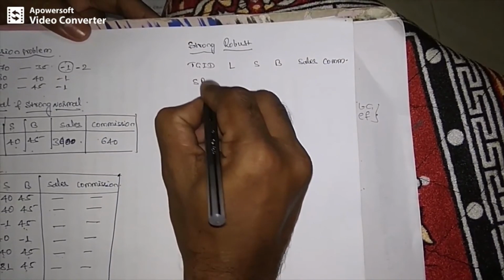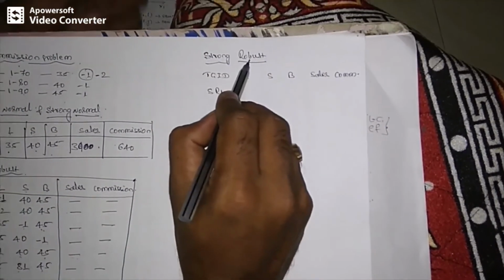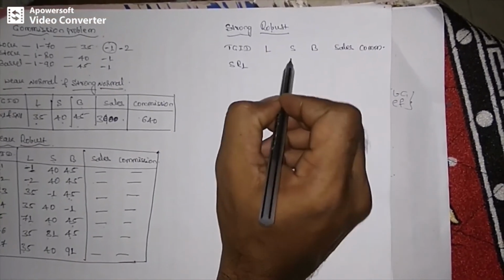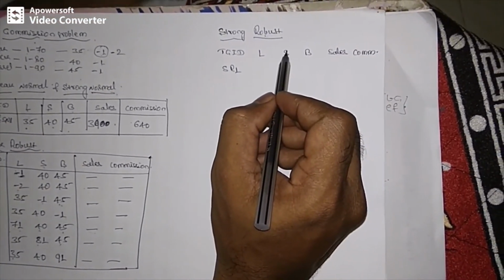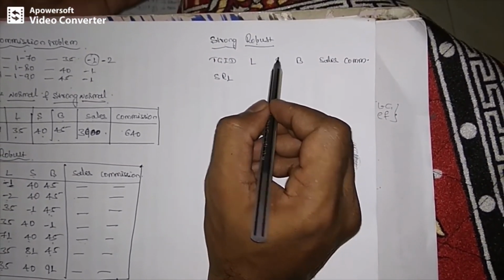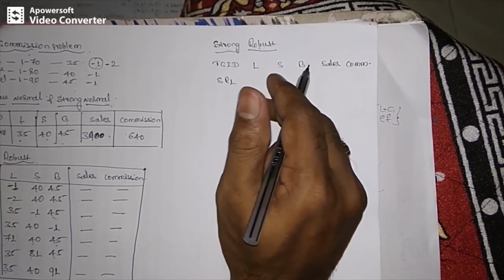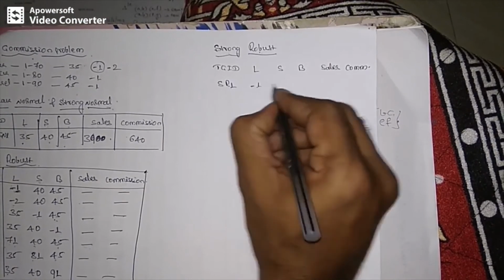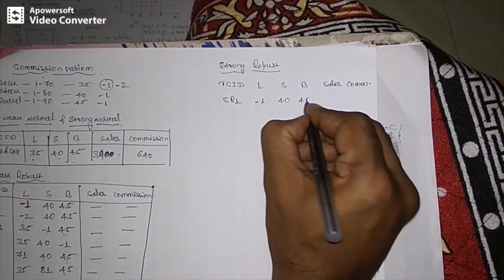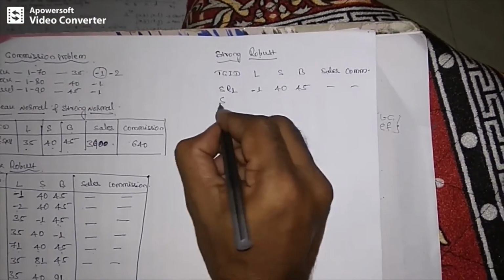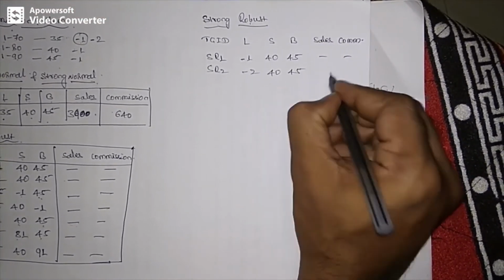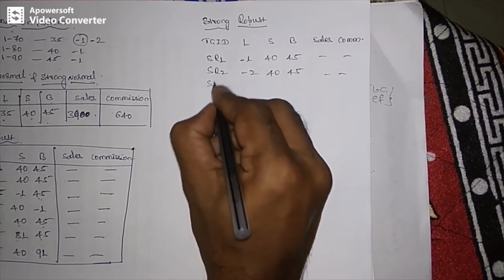Strong robust. I told you robust is nothing but invalid. Under the strong robust, first the input should be a single fault assumption, then it needs to be followed by the multiple fault assumption. The first three test cases will be the same as in weak robust. Here it is minus 1, 40, 45. Here the program will terminate. SR2: minus 2, 40, 45. These are the invalid inputs.